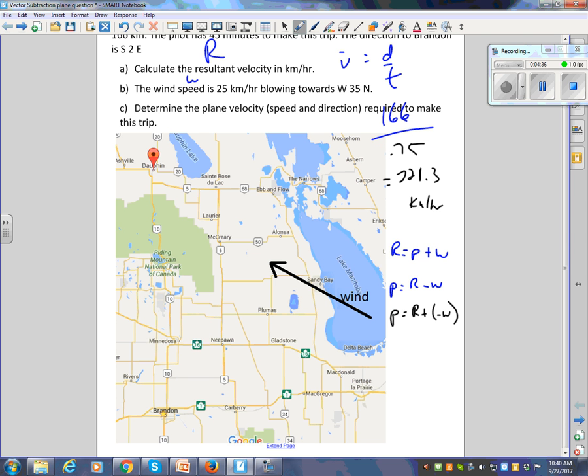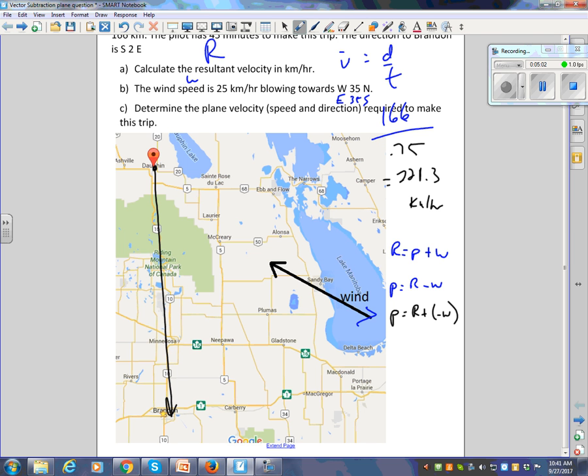How do I make a negative wind? What do I have to do to make a negative? Flip it around, right? Opposite direction. So instead of west 35 north, it's actually going to be east 35 south, which is like that direction, right? You're going to take that and you're going to add it to the resultant.